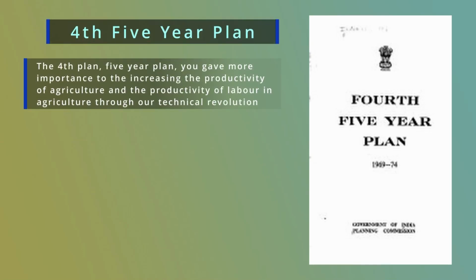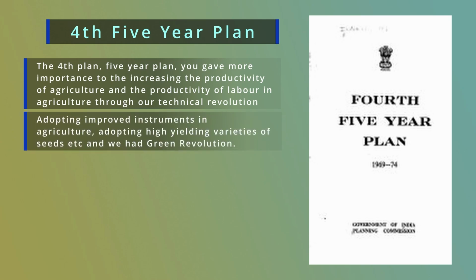So that was the point in our plan strategy. The fourth five-year plan gave more importance to increasing the productivity of agriculture and the productivity of labor in agriculture through a technical revolution that we have already discussed before. That means adopting improved instruments in agriculture, adopting high-yielding varieties of seeds, etc. And we had the green revolution.